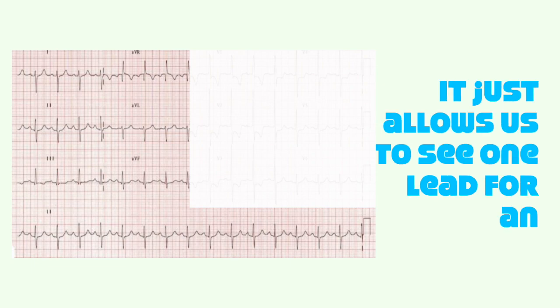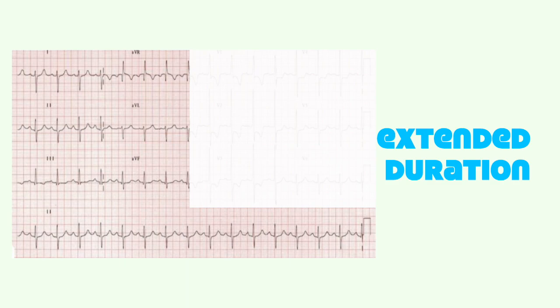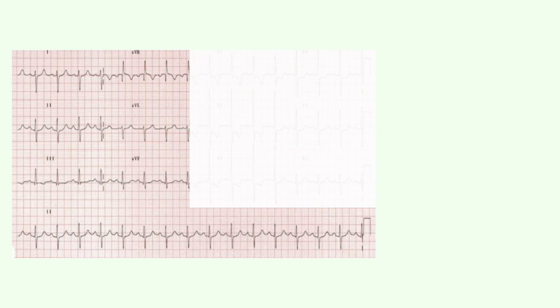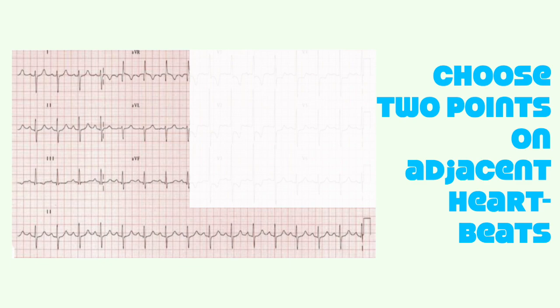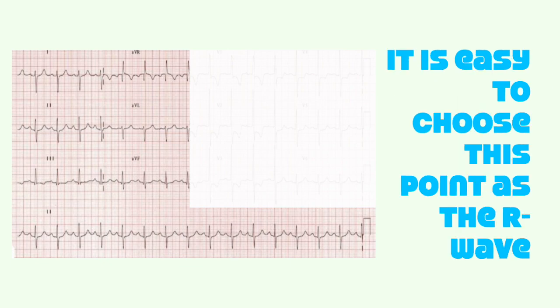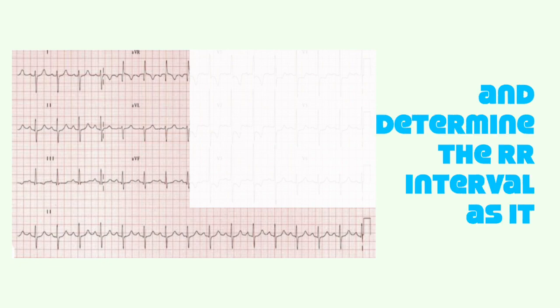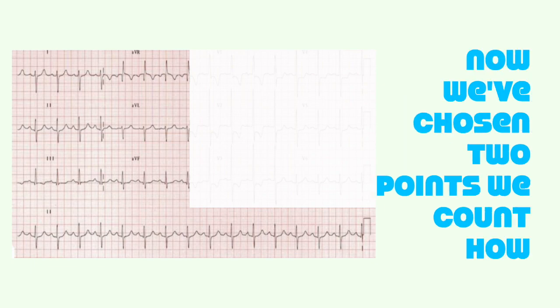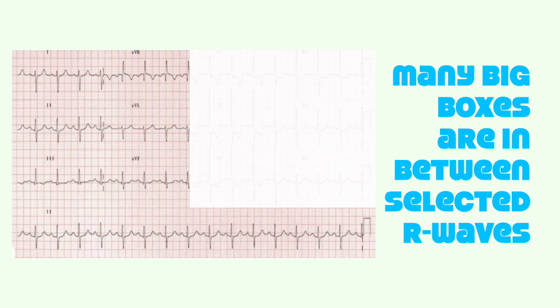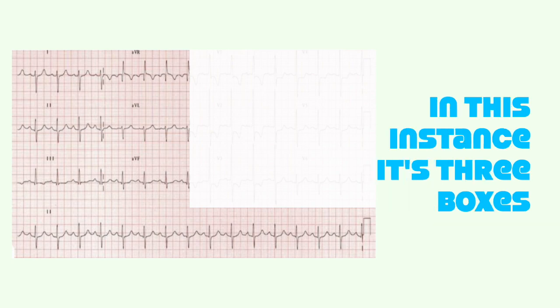It just allows us to see one lead for an extended duration. To calculate the rate of this ECG, we choose 2 points on adjacent heartbeats. It is easy to choose this point as the R wave and determine the RR interval, as it is a very distinct point on an ECG. Now we've chosen 2 points, we count how many big boxes are in between the selected R waves. In this instance, it's 3 boxes.